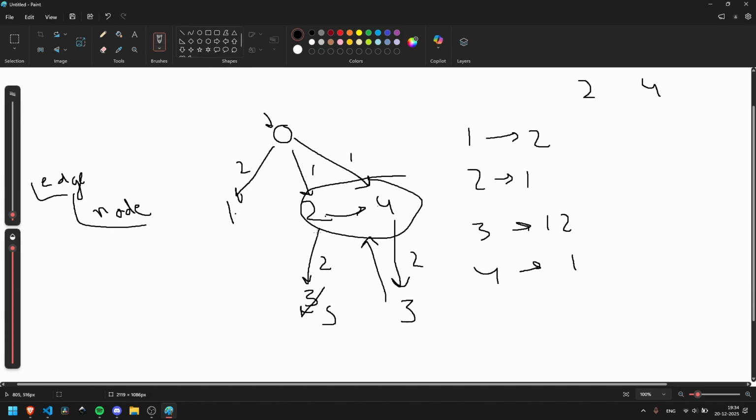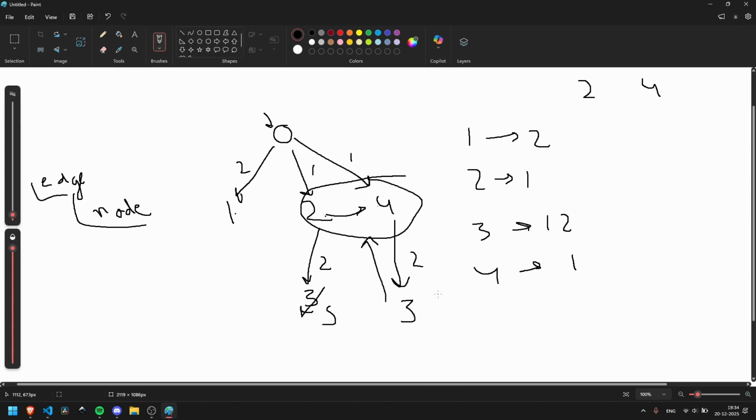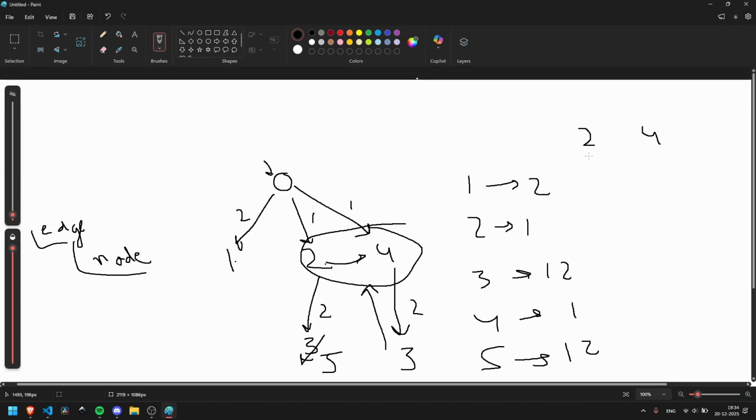So now from two, the next smaller string would be 3, since lexicographically it's 1 2 and its number is smaller. 5 is also 1 2 here, and yeah, 3 is also 1 2 and 5 is also 1 2. So after this we would want to visit 3, right?